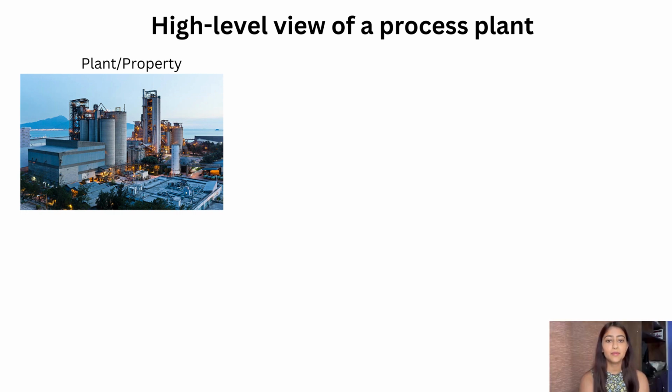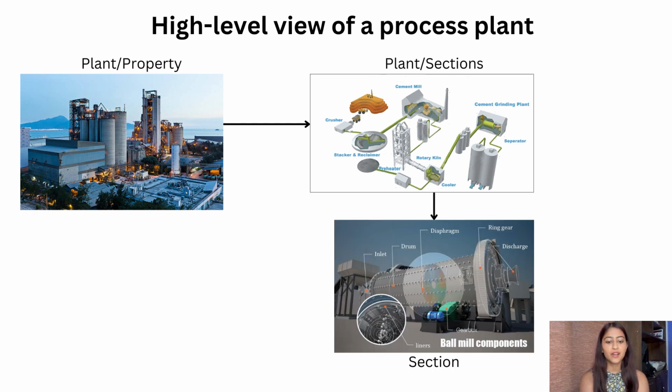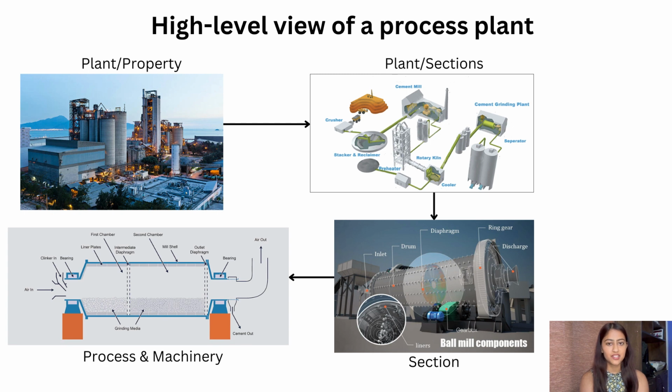First comes the cement plant or property. This comprises sections like cement mill, rotary kiln, etc. And one of these sections in this example is a ball mill, that is a grinding machine used in cement plants. And inside each section is a process and a machinery. This is where the data is generated. In my further videos, we will be focusing on this section.